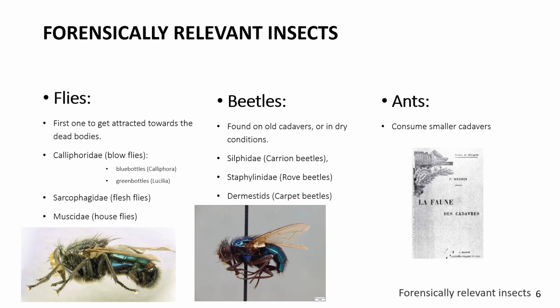And then we have the beetles. The beetles are found on old cadavers or in a dry state. We have the carrion beetles, the rove beetles, and the carpet beetles. And then the ants. The ants consume small cadavers. The ants attack the body soon after death, before putrefaction begins. A common place for ant attack is around the eyelids, lips, and the knuckles, where moisture is present.